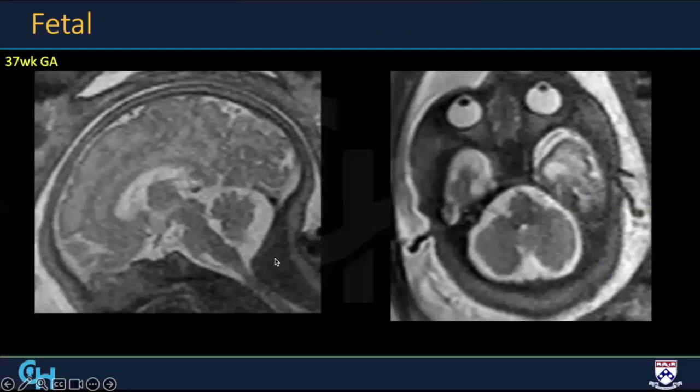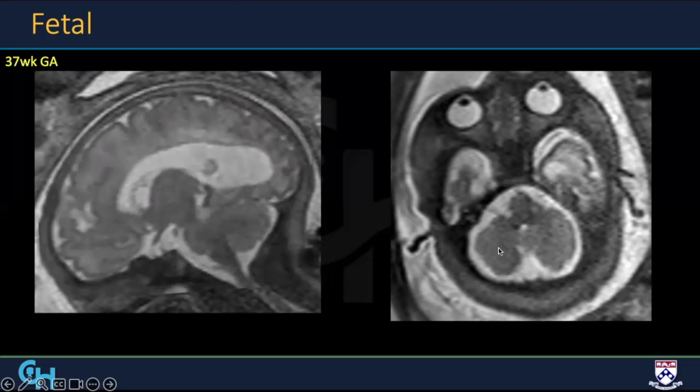And finally, just the last case, just to reiterate that TORCH infections can also cause malformations of the cerebrum or cerebellum if they occur at the right point in time during neuronal migration. And here is a 37-week fetus with a normal sagittal midline T2-weighted image and an axial T2-weighted image. Red is normal. Although, is it truly normal? We'll come back to that.